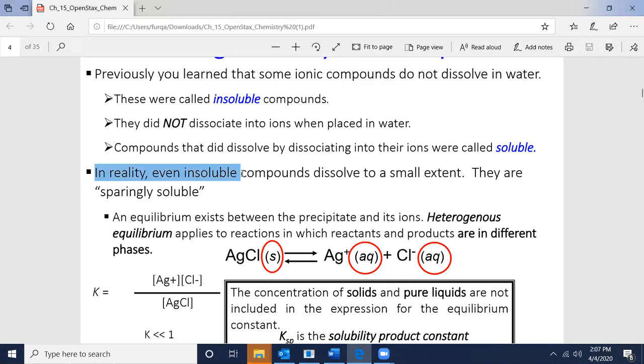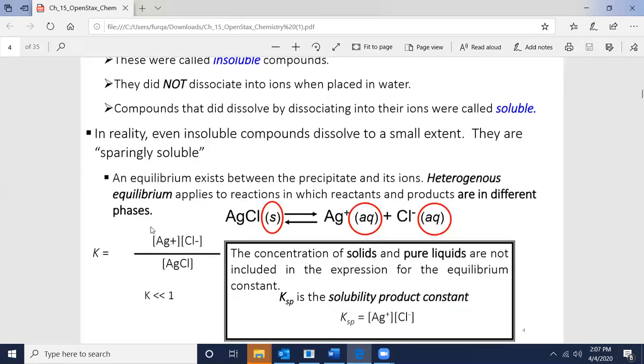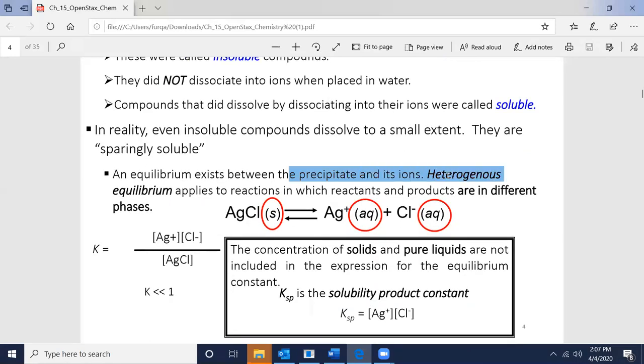In reality, as I have already said, even insoluble compounds dissolve to some extent. Okay, it's very small, but it is. These are called sparingly soluble. Earlier we were considering them as insoluble, but now insolubles are sparingly soluble salts. So an equilibrium exists between the precipitate and its ions. That's what I was trying to say.